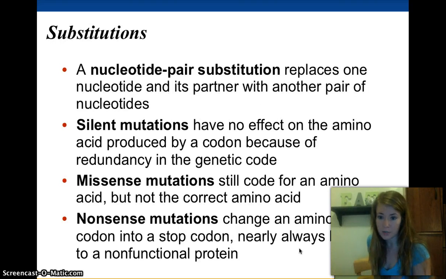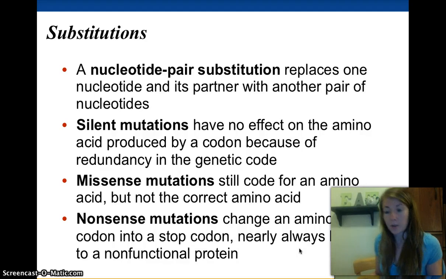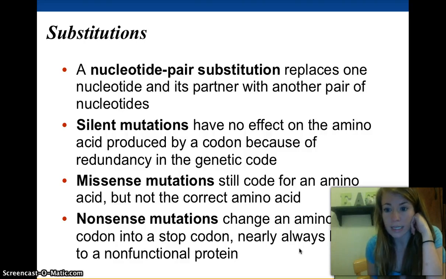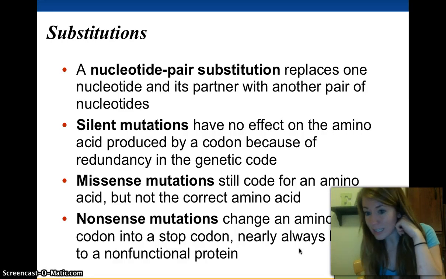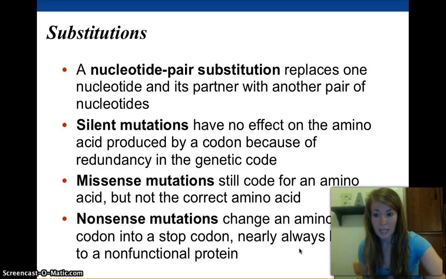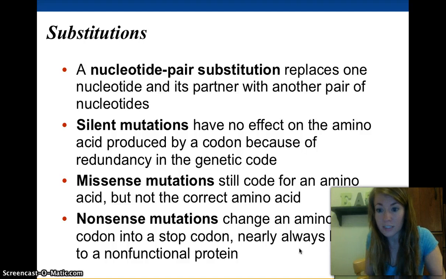So a nucleotide pair substitution, like I said, is when we have replaced this one pair with a different one. And they can be silent, meaning that they do not have any effect on the protein whatsoever. You would never even know that they're there by looking at the protein because of the redundancy in the genetic code, which we'll talk about in a minute. Or they could be missense, meaning it still makes sense, but it's a different sense than it's supposed to make. So those are missense mutations, and they still code for an amino acid. We're still going to keep making the protein, but it's going to be a different amino acid. And these can be really, really devastating, or they can make no difference either.